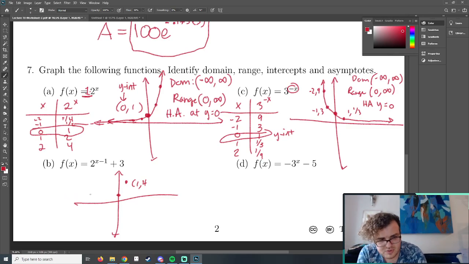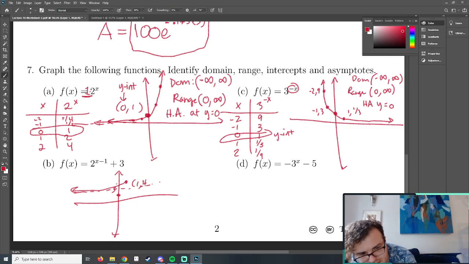The function's normal horizontal asymptote at 0 has shifted up by 3 as well. This is at 3. And so the function will approach y equals 3, but never quite reach it, and it will still go up and to the right there.